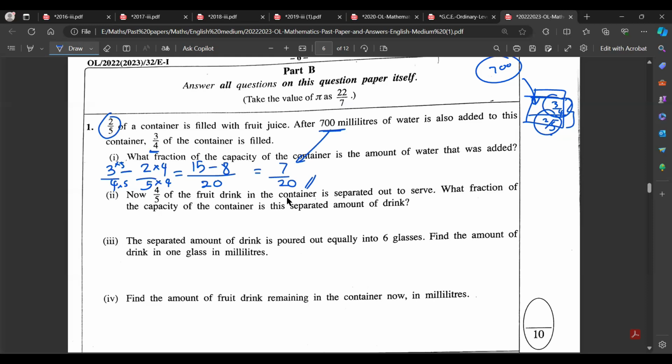Now, 4 out of 5 of the fruit drink in the container is separated out. So what fraction of the capacity of the container is separated? Now, what happened? Now, 4 out of 5 of the fruit juice in the container is separated out to serve. Okay, separated out. What fraction of the capacity of the container is the separated amount of drink?